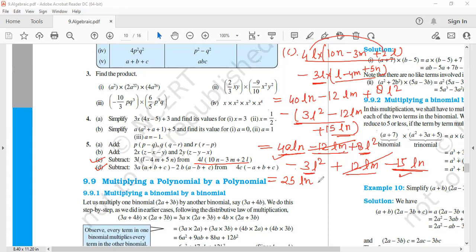And 8L square and 3L square are both like terms, but this is plus, this is minus, so they will be subtracted and the sign will be plus because of this 8. And 8L square minus 3L square will be 5L square. Now this is the answer for this one, for C part, right?